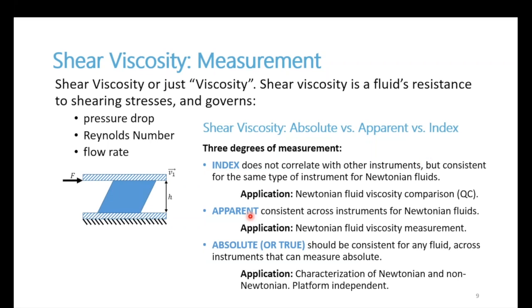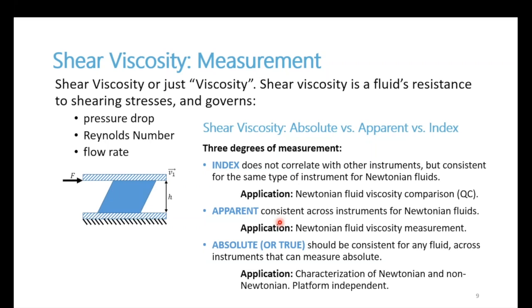The next degree of measurement will be apparent viscosity, which is something that we often use to refer to the viscosity that is measured for Newtonian fluids, but that doesn't necessarily correspond to the actual property. So if you cannot control shear rate, you often measure this apparent value, and then you will need to apply a correction or some kind of procedure to obtain the absolute or true viscosity at the shear rate, which is the next degree of measurement.